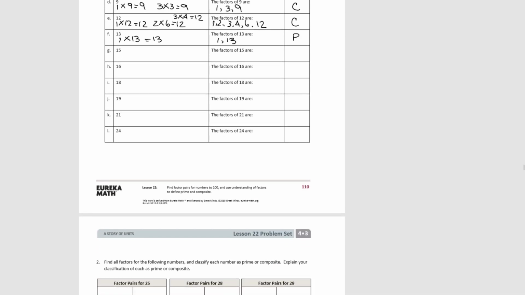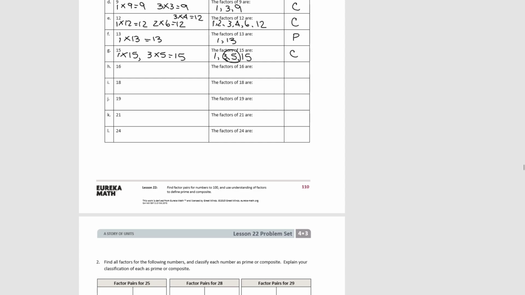Try the next one. For 15, we can do 1 times 15. We can also do 3 times 5. So our factors would be 1, 3, 5, and 15. And since we have factors that are not just 1 and itself, it's composite.